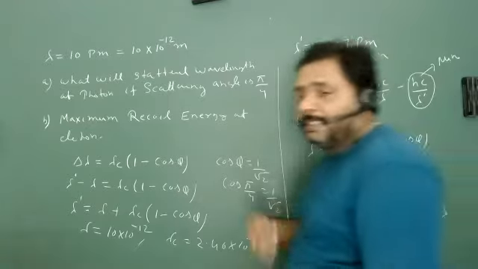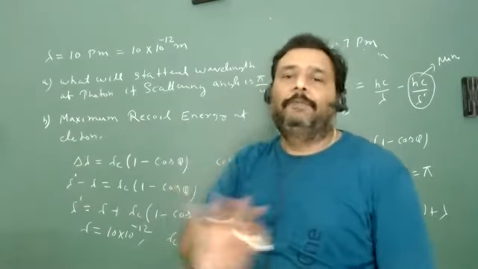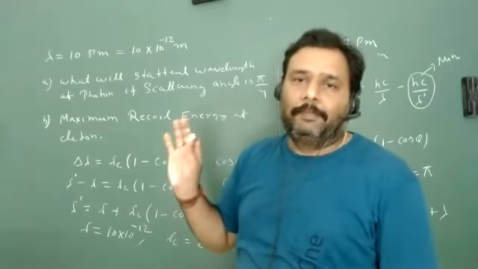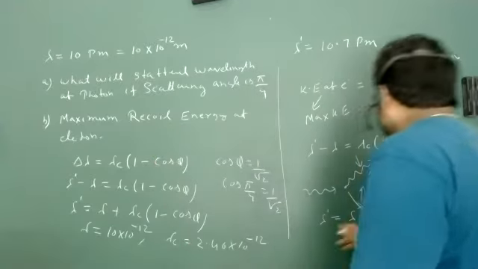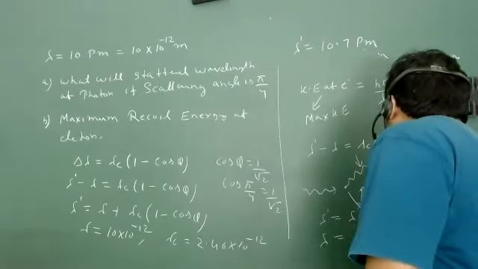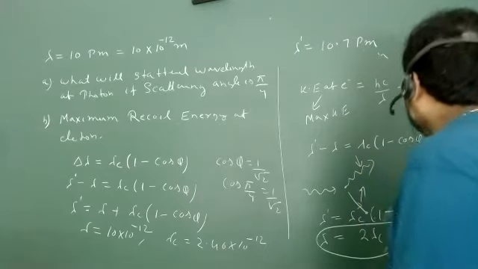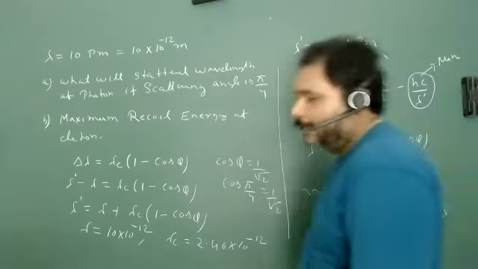So for the maximum kinetic energy of the electron, phi must be pi; only then will we get the maximum kinetic energy. So lambda dash will be 2 lambda c plus lambda. Once you get this, you can put it here and you can get the answer.